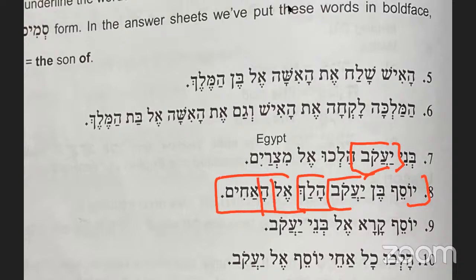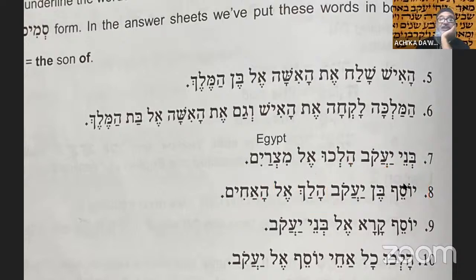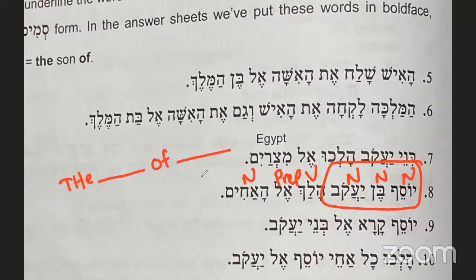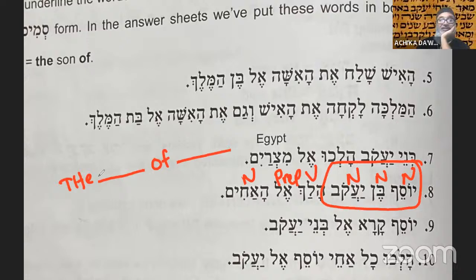Akim. Good. So now what we see is we got a noun, a noun, a noun, and a verb, and then a preposition, and then another final noun. Okay. So we got three nouns. So it's Yosef, the what? What is Yosef? The blank of who? Of Yaakov. So Yosef, that's the first part, is the son of Yaakov.